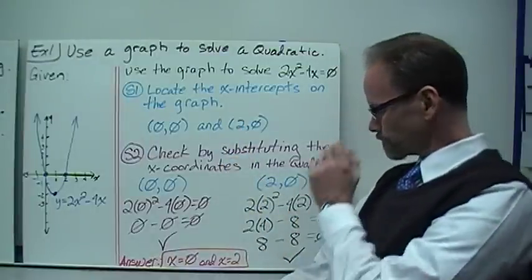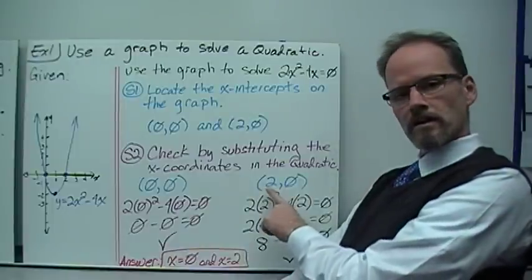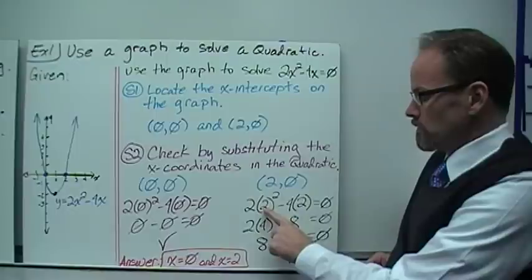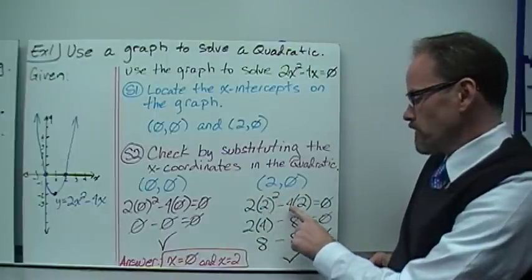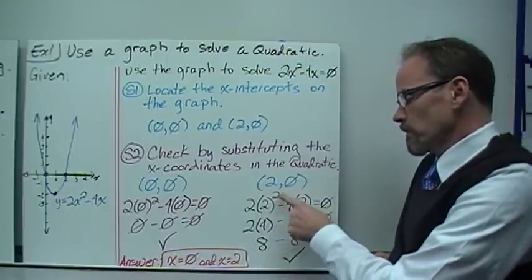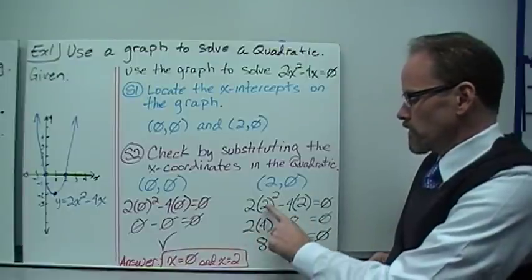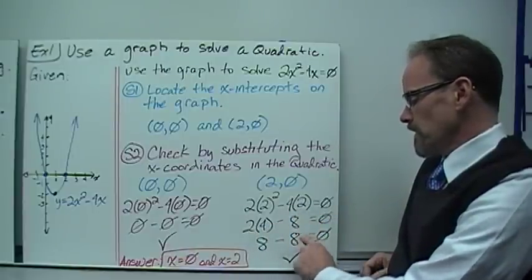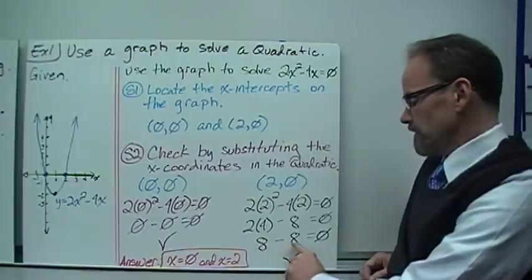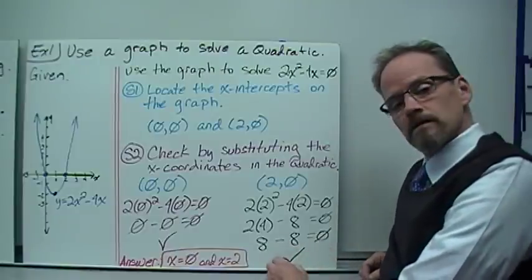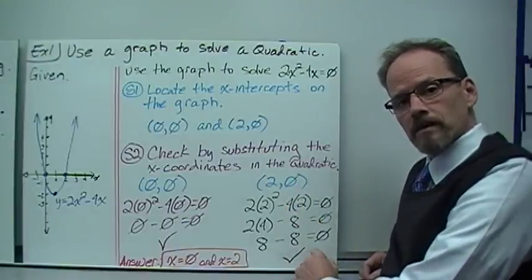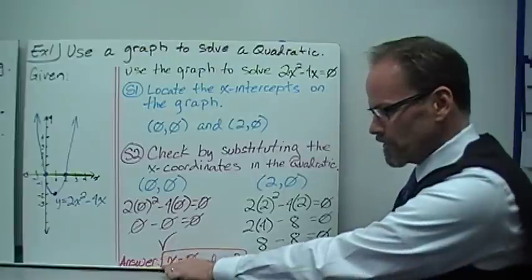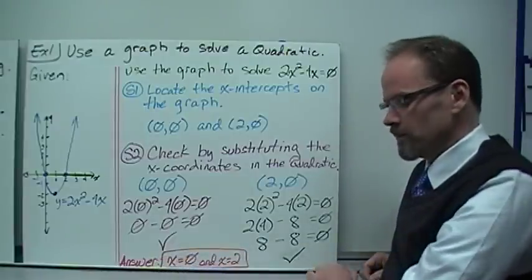Over here, I'm going to take the x-coordinate again, 2, and I'm going to plug it in. 2 times 2 squared minus 4 times 2 equals 0. Remember, exponents are first. So 2 squared is 4. 2 times 4 minus 8 equals 0. We just multiplied that to get 8, and we multiply that to get 8. 8 minus 8 is 0. So we do know that we found the correct solutions. And our answer would be written x equals 0 and x equals 2.